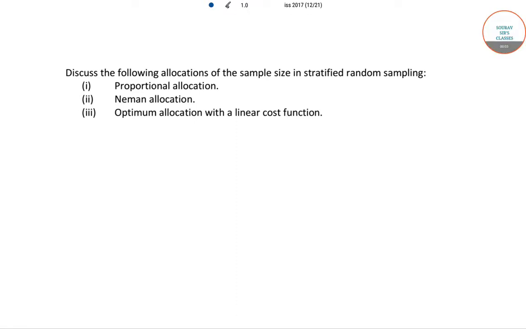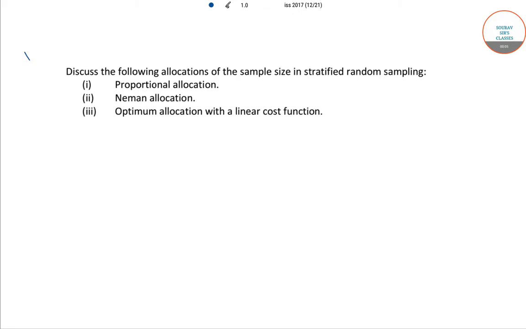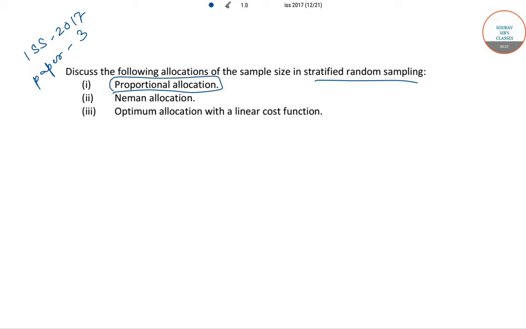In this video, I will be solving the following question from the ISS 2017 paper 3. Here we have to discuss the following allocations of sample size in stratified random sampling. Let's start with the first one, that is proportional allocation.